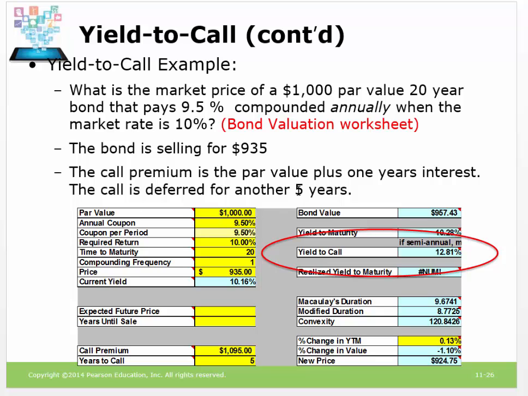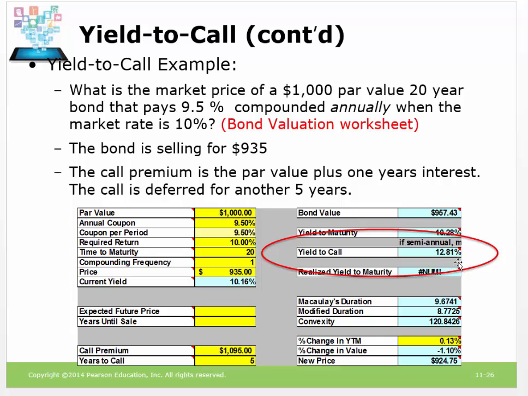The call premium is the par value plus 1 year's interest, and the call is deferred for another 5 years. So down below here, we have two boxes that you can input data. The call premium is $1,095. It's 1 year's interest, $95 plus the 1,000, and we say that this call can happen in 5 years. So the yield to call is 12.81%.